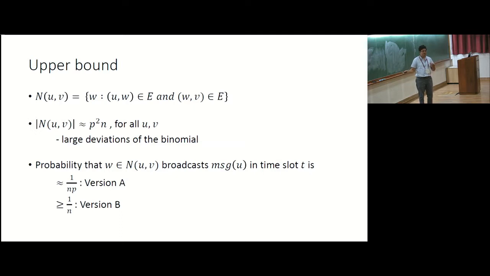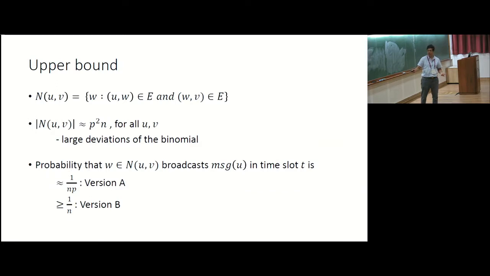Whereas in version B, it's potentially choosing from more packets. It might be choosing from all N of them very quickly, and so there's only a 1 over N chance of picking the message. Okay, there's at least a 1 over N chance, but maybe it gets close to this. And this is pretty much it. So you have this many nodes.